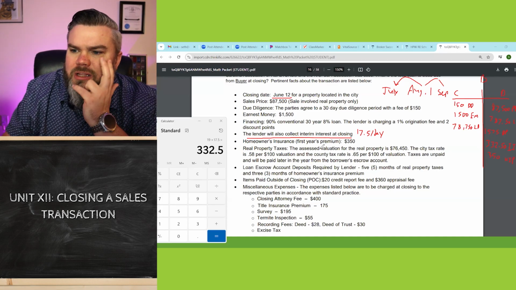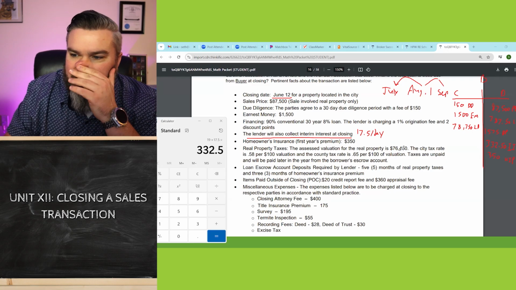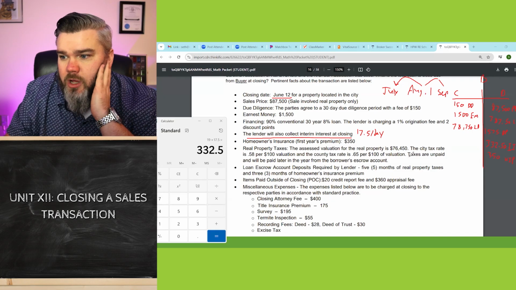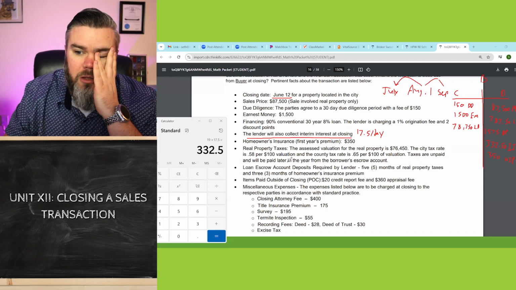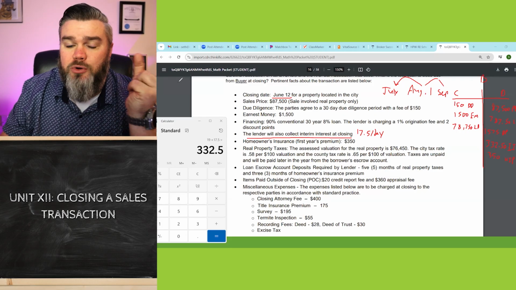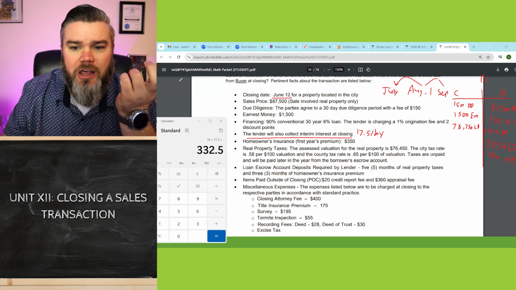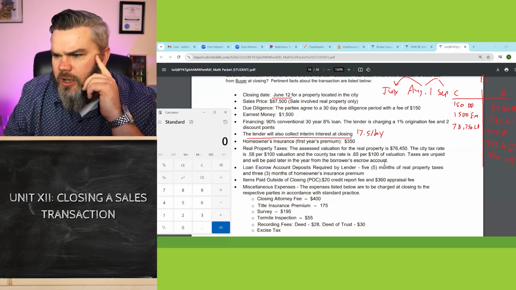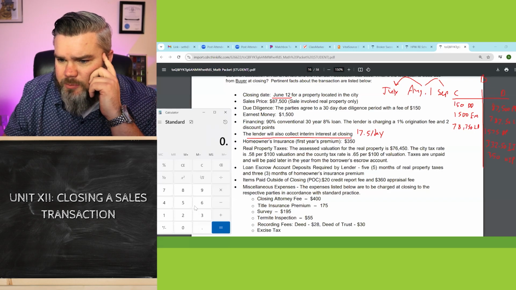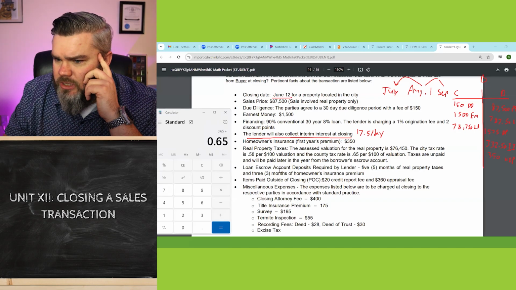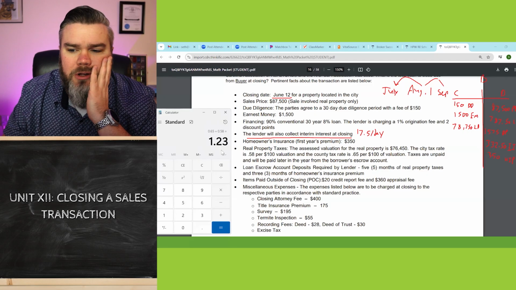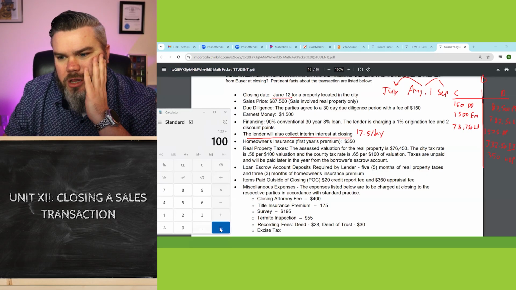Real property taxes. The assessed value for real property taxes is $76,450. The city tax rate is 58 per 100. The county tax rate is 65 per 100. Taxes are unpaid and will be paid later in the year from the borrower's escrow account. So you can see where the math we taught you previously is now just a small inkling in this much larger math problem, because you're going to say, okay, it's in the city, so you need to charge them the county tax rate of 65 cents per 100, plus the city tax rate of 58 cents per 100 for a total of $1.23 per 100. Divided by 100 gives us a per dollar rate.